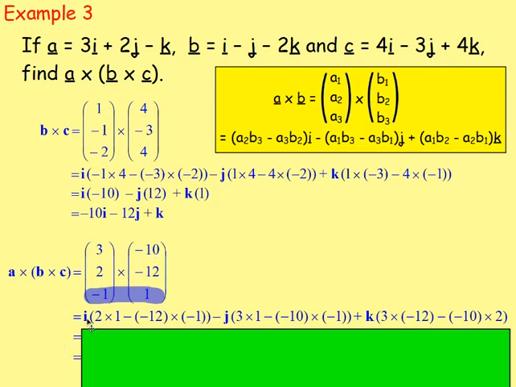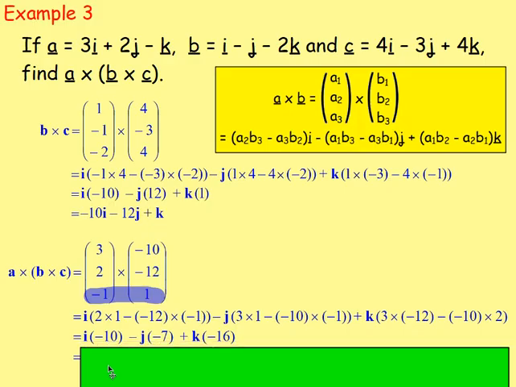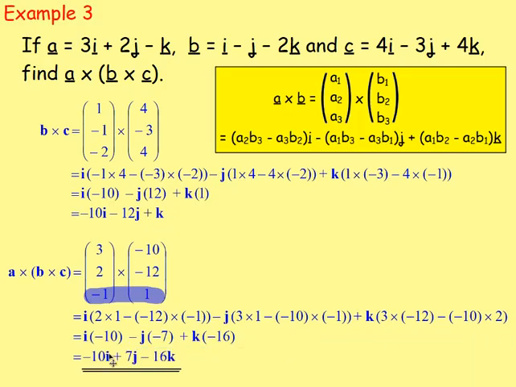If you simplify each of them, you will be multiplying i by, this works out to be negative 10. You will multiply j by, this here works out to be negative 7, so you'd have negative j times negative 7, and then you'd have plus k times, and if you work that out, you get negative 16. Rewrite that, and you end up with an answer then of negative 10i plus 7j take away 16k, and that there will be your answer.